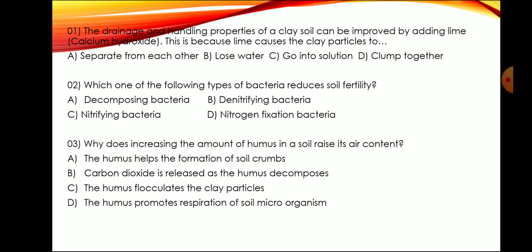So the correct answer is the humus helps the formation of soil crumbs. So when formation of the soil crumbs takes place, then the entry of the air in the soil becomes raised and the soil becomes more and more aerated. So the correct answer is A.